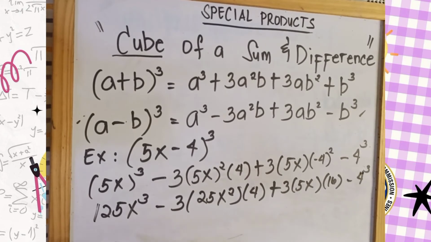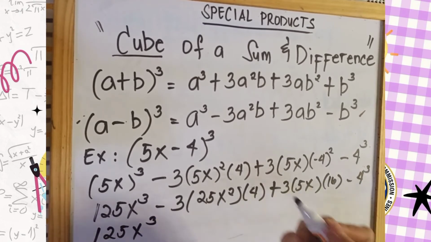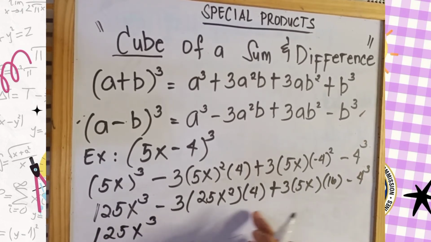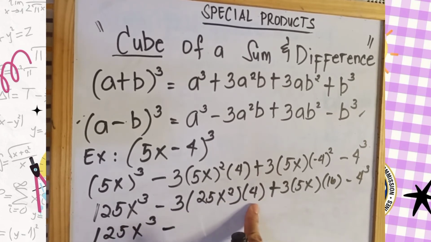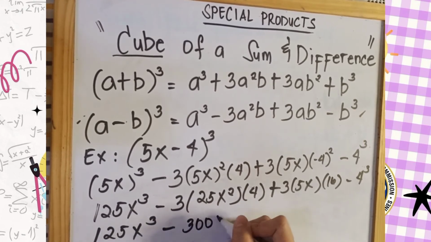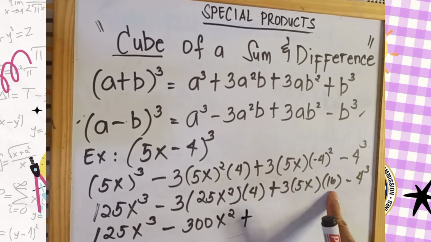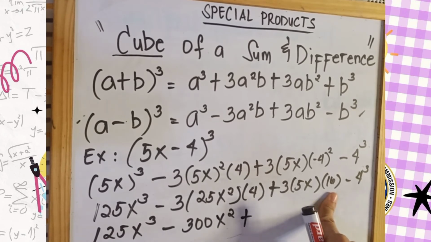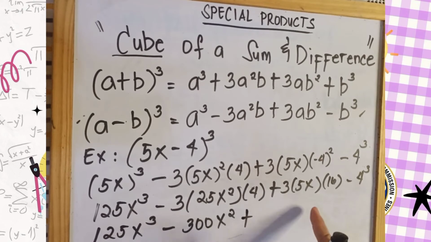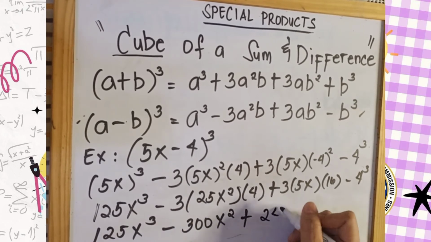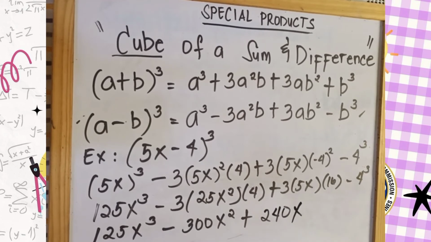And then, let's again rewrite our first term. So, that's 125 x cubed. Then, let's now simplify this second term. So, minus 3 times 25 times 4. So, that is 300 x squared plus 3 times 5x times 16. So, using our calculator, 3 times 5 times 16, that is 240x. And then, cube of the last term.